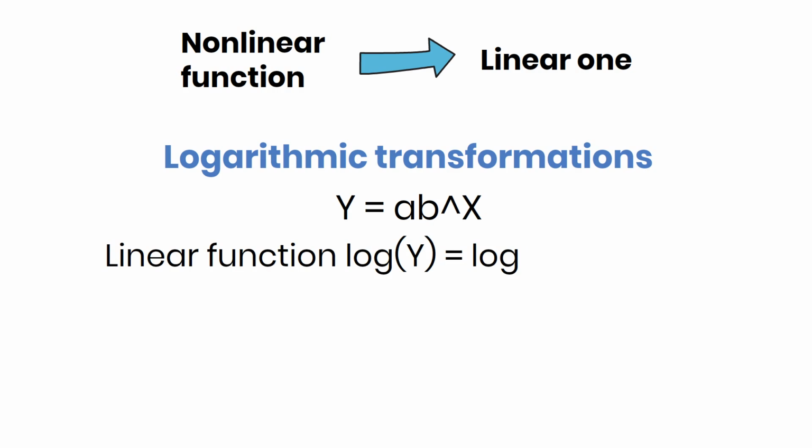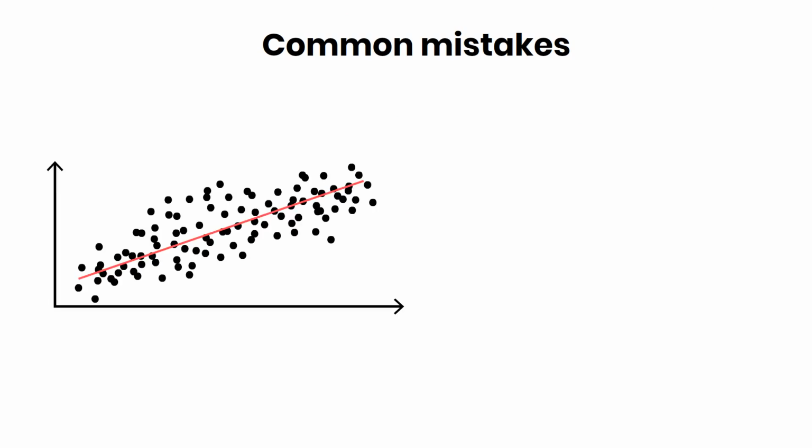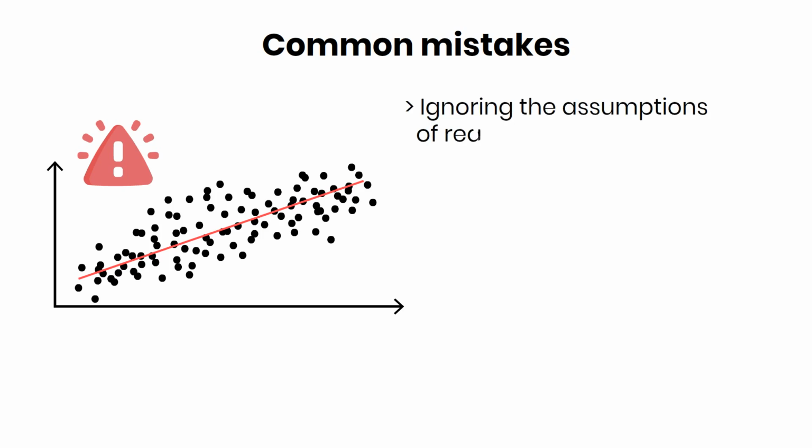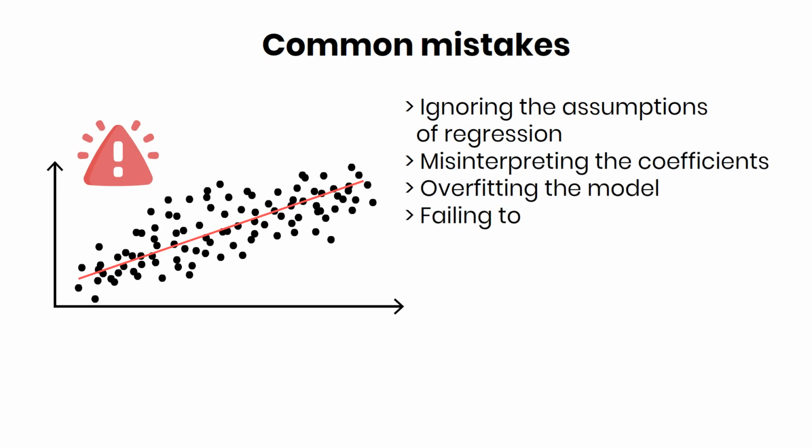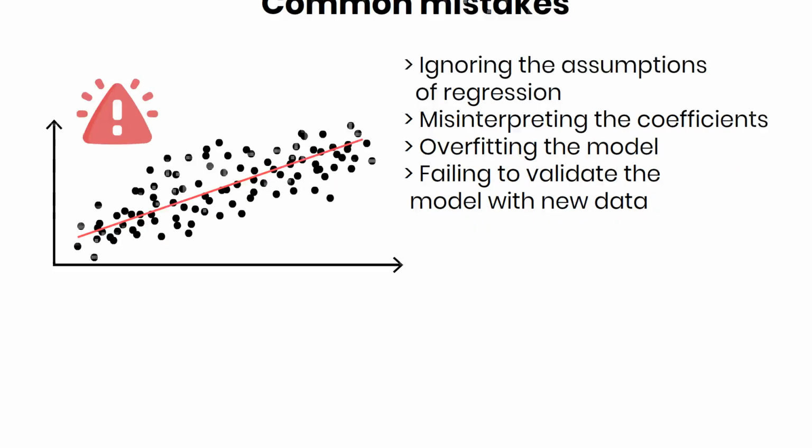Log y equals log a plus x times log b. This allows linear regression techniques to be applied to the transformed data. Recognizing common mistakes in regression analysis is important for avoiding errors and ensuring accurate results. Common mistakes include ignoring the assumptions of regression, misinterpreting the coefficients, overfitting the model, and failing to validate the model with new data. By being aware of these pitfalls, analysts can improve the reliability and validity of their regression models.